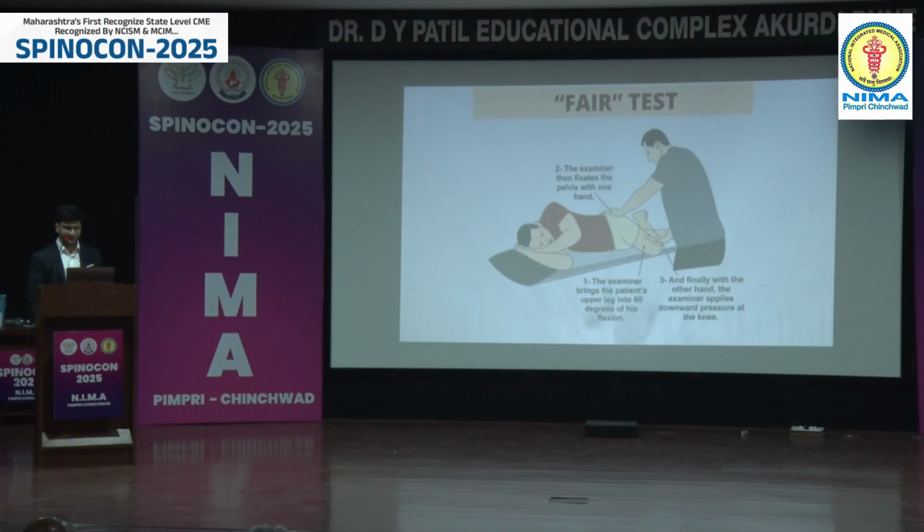This is the FAIR test. This test is done basically to identify whether the radicular pain is because of piriformis syndrome or not. As I told you in the story before, we did this test to identify piriformis syndrome. The patient had lower limb pain because of piriformis syndrome and not because of lumbar disc prolapse. Here again the patient lies in the lateral position. There is flexion of the hip and knee by 90 degrees. There is internal rotation of the hip joint.